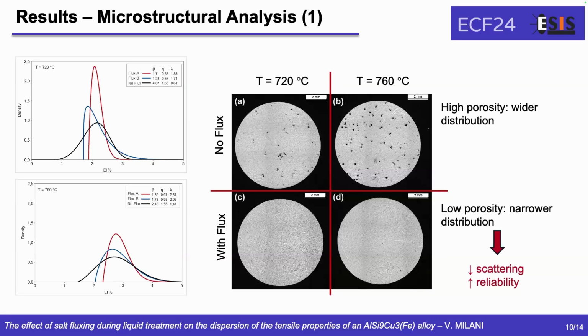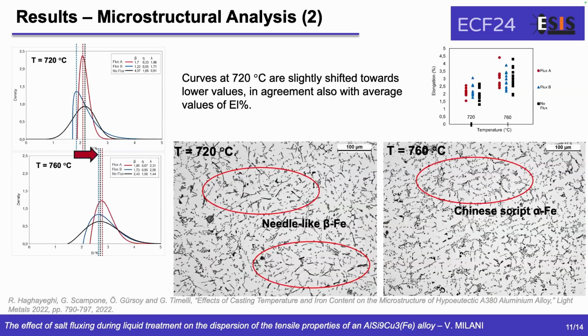So of course, this again implies a reduced scattering and dispersion of the data, and therefore a higher reliability of the samples. But now we can further increase the magnification level. So we can have a closer look at the microstructure and specifically to some iron-bearing intermetallic compounds present in the microstructure of the alloy. And this will help us understand why the curves at 760 degrees are shifted towards higher values of elongation to fracture.